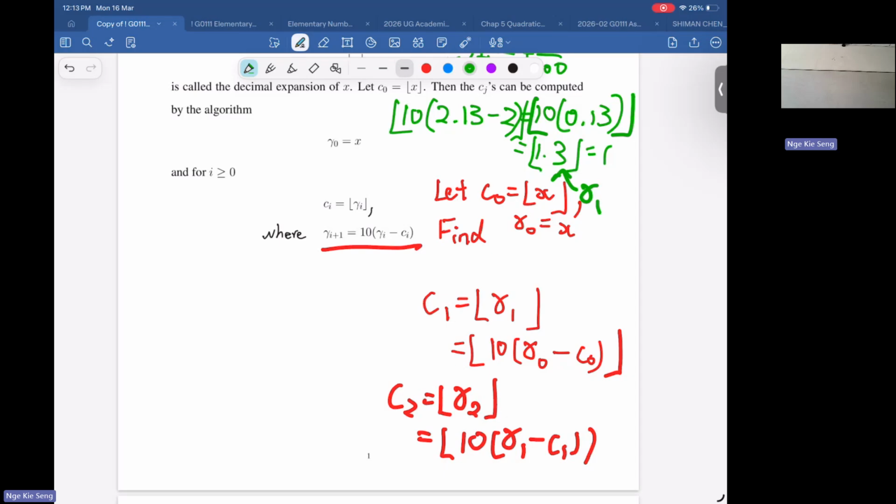So you repeat the same game. Treat gamma 1 as the x again. Take gamma 1, take away the floor of gamma 1, and then multiply by 10 again, shift 1 up again, and then take the floor. Then you do the same game, go to the next one, shift 1 by 1 again. Does it make sense? If not, I suggest you try a longer example. Maybe you go back and try something like 2.1314 with this method. Does it make sense so far? Any question? Feel free to ask.